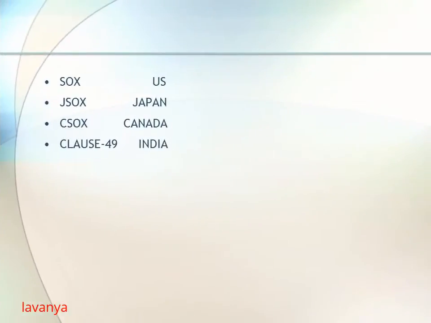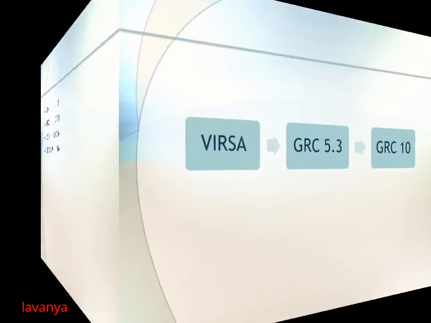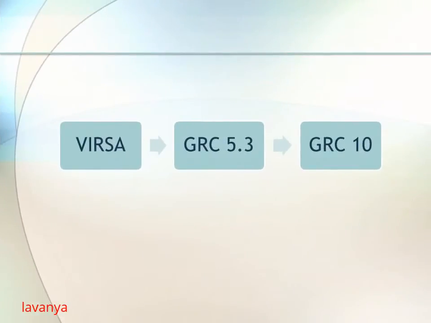It is the SOX Act in USA, JSOX in Japan, CSOX in Canada, clause number 49 in India. Like that, different countries have their own laws to prevent fraudulent account activities. Since the SOX law has become mandatory in all organizations, different software tools have come up in the market which can implement the SOX law effectively. At that time, SAP approached a third-party auditing tool called Virsa. Later, in the year 2006, SAP acquired Virsa and renamed it GRC.